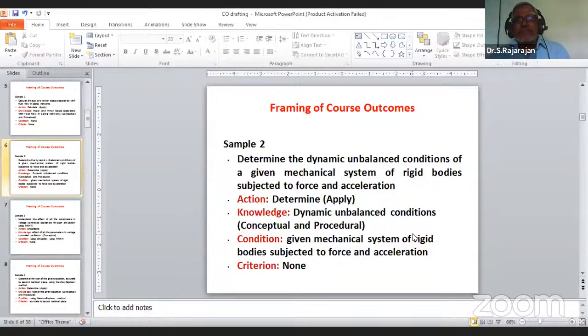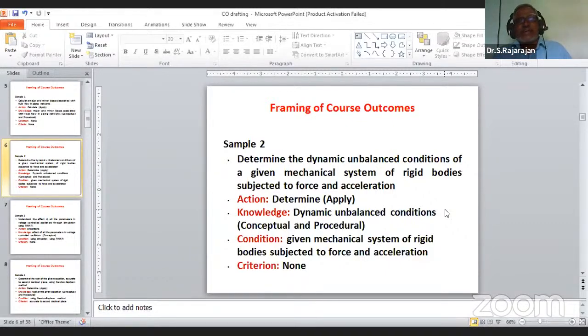Knowledge is dynamic unbalanced condition, the knowledge given to the students. It's in your revised Bloom's taxonomy, actually called conceptual and procedural. This is one more taxonomy like Bloom's taxonomy, for your cognitive levels, subdomains of cognitive, conceptual and procedural level. The condition is given: this particular system must be operated, a given mechanical system of rigid bodies subjected to force and acceleration.